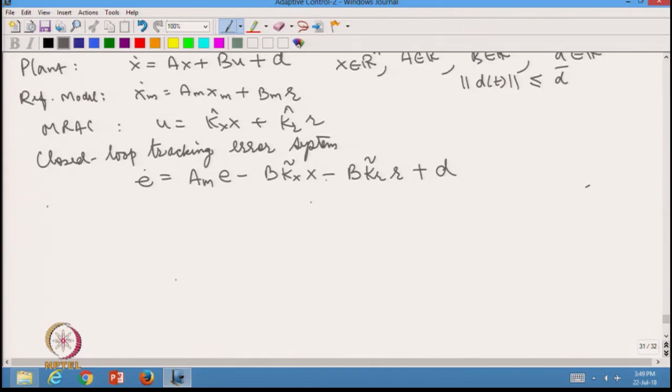Now we do a Lyapunov analysis. Let us consider the same Lyapunov function candidate that we had considered before. Of course, you can choose a different Lyapunov function candidate, but this one has worked for us so far, so let us just try this out. This is a trace operator. We have discussed that before.